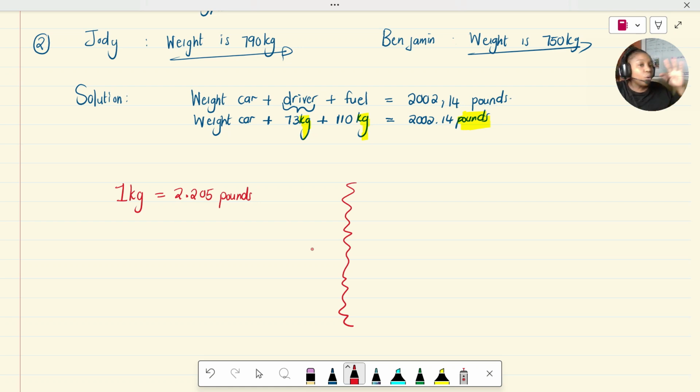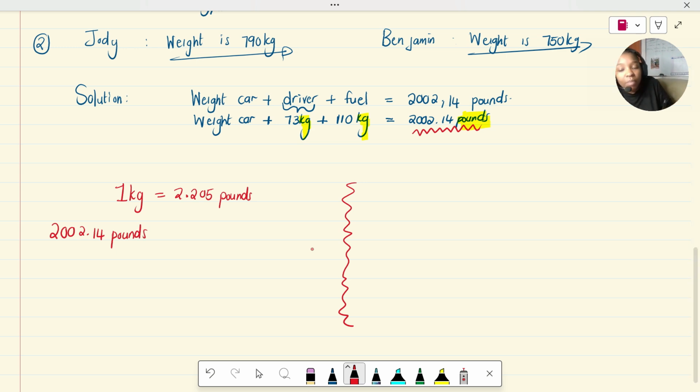Remember, with my method, you always just multiply by what you want. In this case, we want to convert the 2002.14 pounds into kilograms. So I'm going to take that 2002.14 pounds. That's what we want to convert. What do you want to convert to? We want to convert to kilograms.